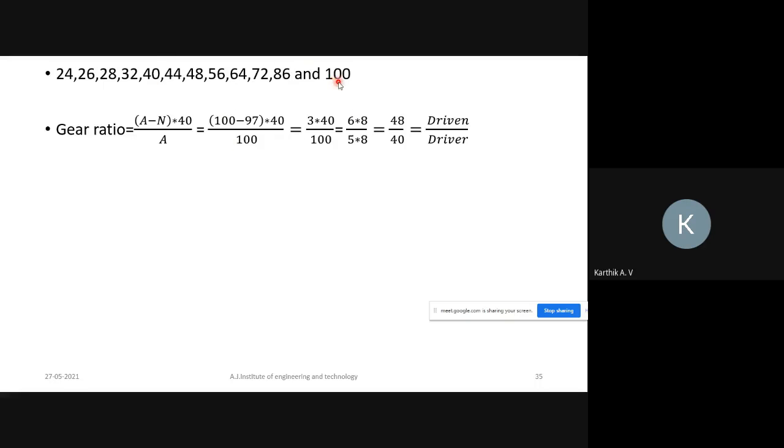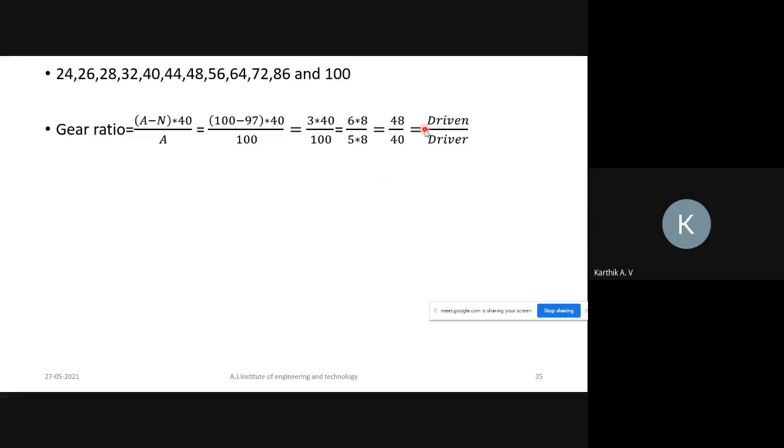Then take the driver as well as the driven. Select the denominator term as the driver and the numerator term as the driven gear, which is connected to the spindle. Based on the rotation of the crank, this gear will rotate automatically, and based on that, the index plate will rotate. Based on this ratio, the index plate will rotate. In this way, the differential indexing mechanism works.